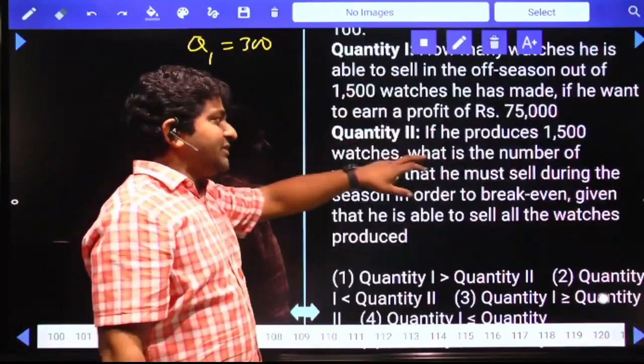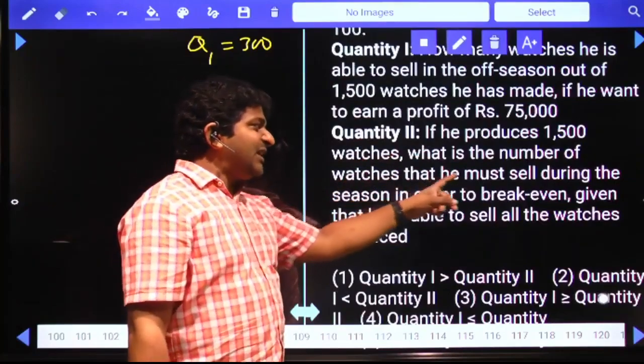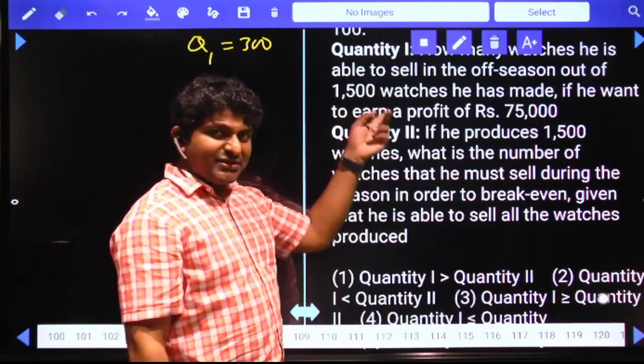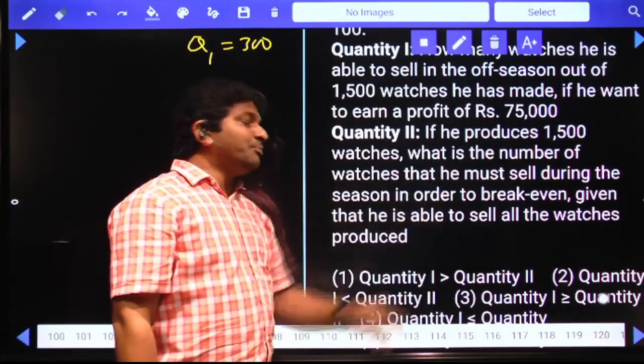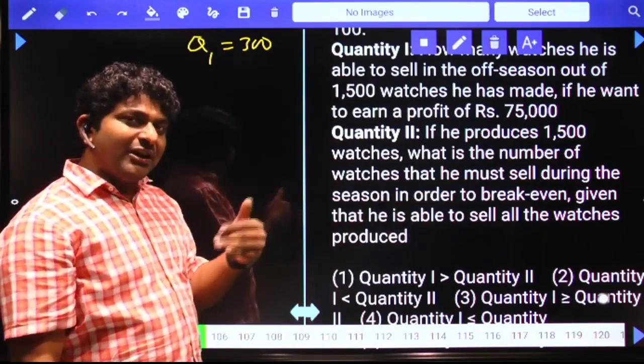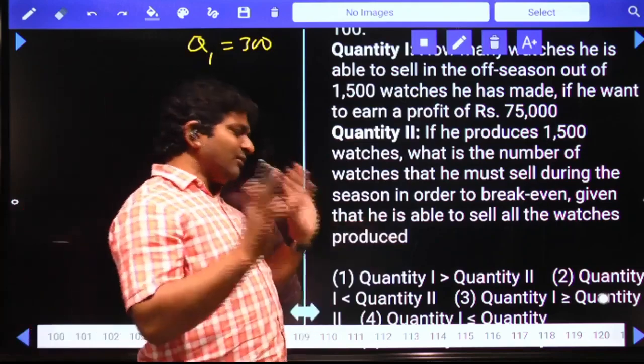If he produces 1500 watches, what is the number of watches that he must sell during the season? Season time lo, intaku mundu off season, ippudu season. In order to break even, total selling price must be equal to total cost price. No profit, no loss case. Given that he is able to sell all the watches produced.